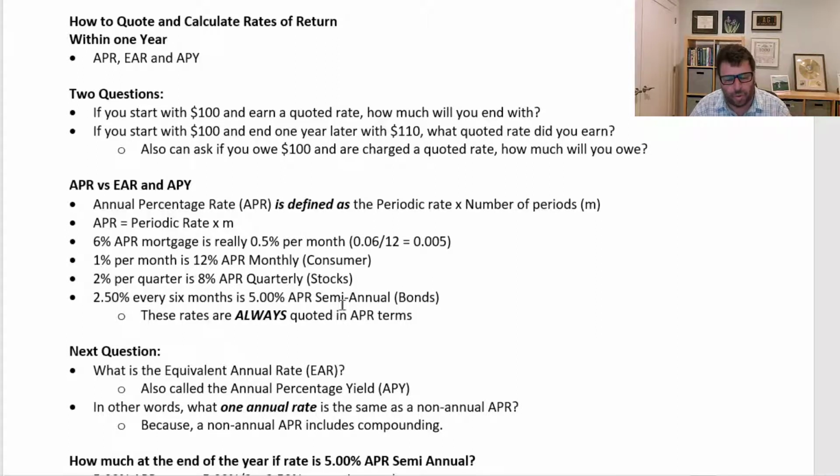They will always quote the rate as the APR, as the annual rate. This is by rule, this is by custom, this is by law. So they will never, ever say it's a 1% per month credit card. They will always say it is a 12% APR monthly credit card. And bonds will never ever be quoted at 2.5% every 6 months. They will always be quoted as 5% APR semi-annual. And stocks, they will never tell you the dividend rate as 2% per quarter. They will always quote the dividend rate as 8% APR quarterly. So these are always quoted this way.